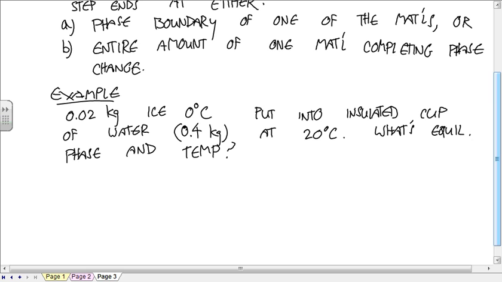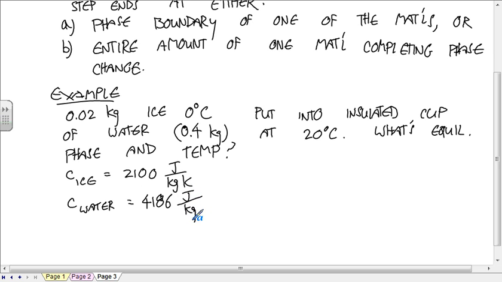Okay, so I guess first let me give you the specific heat for ice is 2100 joules per kilogram Kelvin. The specific heat for liquid water is 4186 joules per kilogram Kelvin. So if we're starting out with all of this 0.02 kilograms of ice, it's all starting out as a solid.